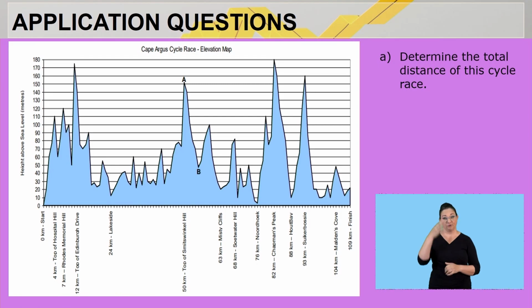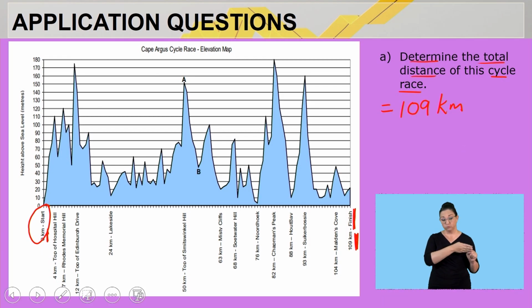Question number 1A says, determine the total distance of this cycle race. So for the total distance, remember we said this is our starting point and this is where we will finish. Now, if I look at the distance here, I started at 0 kilometers, so the end will then be 109 kilometers. So the total distance, therefore, equals 109 kilometers. All right, so that is how long this race will be. Guys, are we clear? The total distance of the cycle race, 109 kilometers.